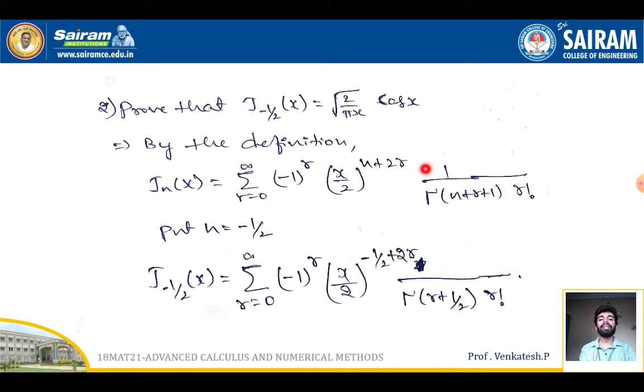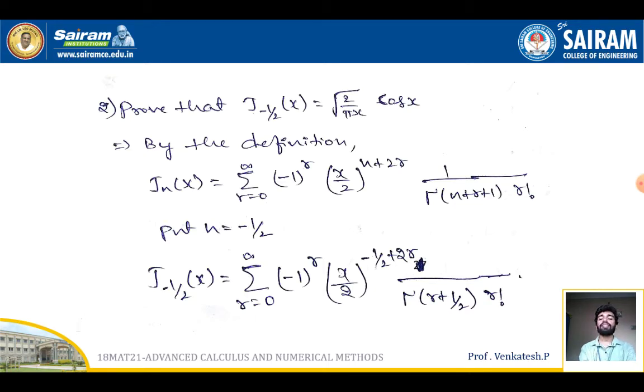Now to estimate the value of J minus 1 by 2, I am going to replace n is equal to minus 1 by 2 in the above equation. So I will get J minus 1 by 2 of x is equal to summation r from 0 to infinity, minus 1 power r, x by 2 whole power minus 1 by 2 plus 2r, into gamma of r plus 1 by 2. If I replace n is equal to minus 1 by 2, minus 1 by 2 plus 1 will become plus 1 by 2, into r factorial.